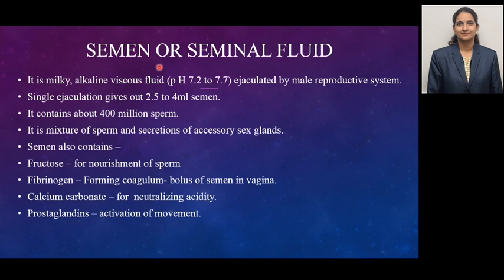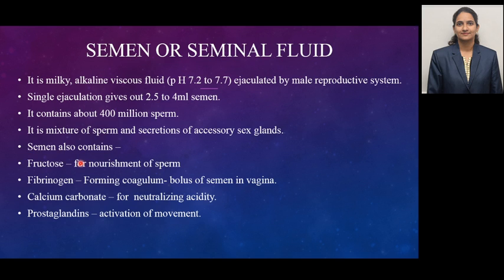Next is the composition of semen or seminal fluid. It is a milky, alkaline, viscous fluid with pH 7.2 to 7.7, ejaculated by the male reproductive system, and a single ejaculation gives about 2.5 to 4 ml of semen. It contains about 400 million sperms in a single ejaculation. Now, semen is nothing but a mixture of sperm and secretions of accessory sex glands. Accessory sex glands include seminal vesicles, bulbourethral gland, and prostate gland. Altogether, the three secretory glands secrete their secretions to form the semen.